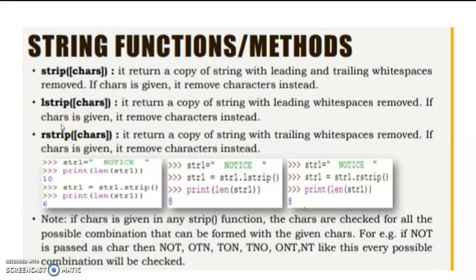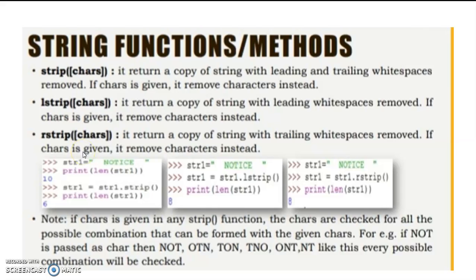Next one, lstrip. Lstrip of chars. It returns a copy of the string with leading white spaces removed. Only leading space will be removed by using lstrip. Leading space means a space present in front of a string. Then if characters is given, it removes those characters instead. That is, when you give any characters, the specific characters will be removed from the leading end.